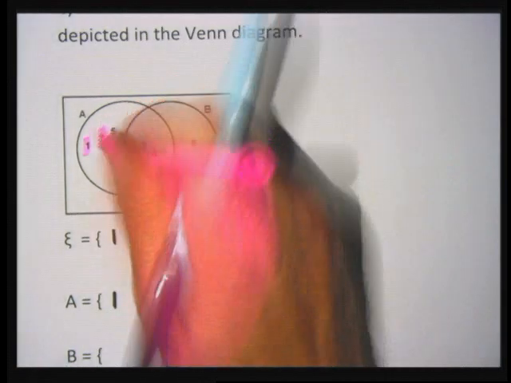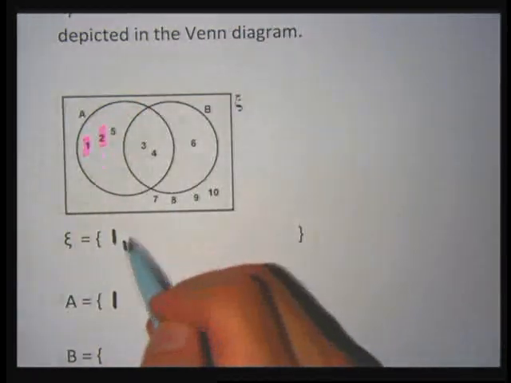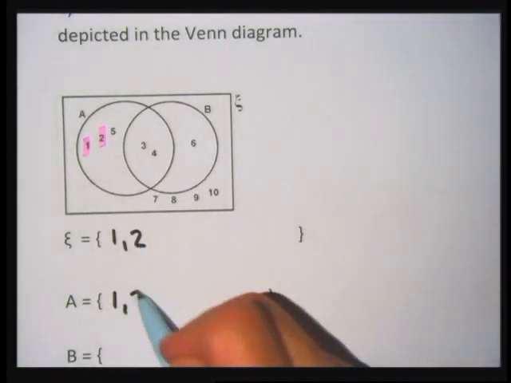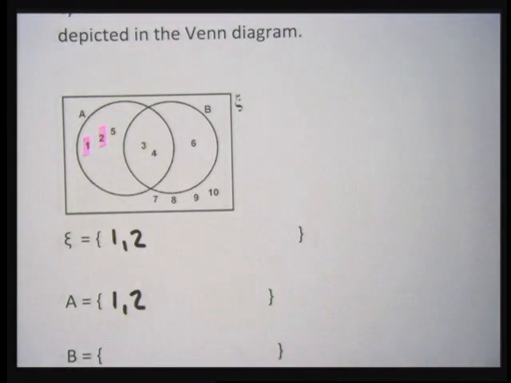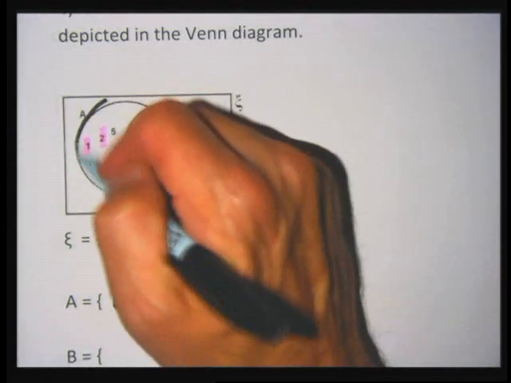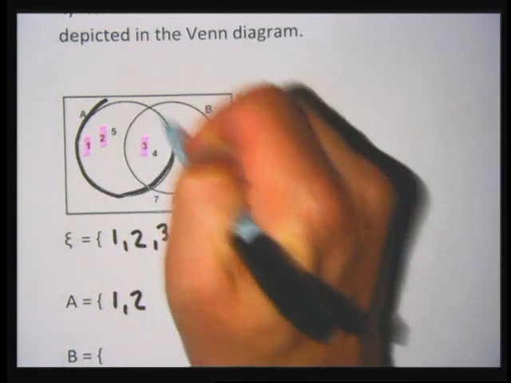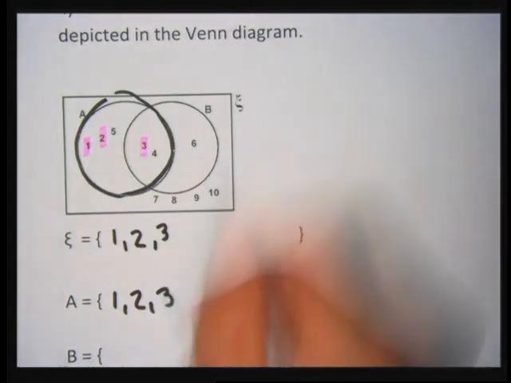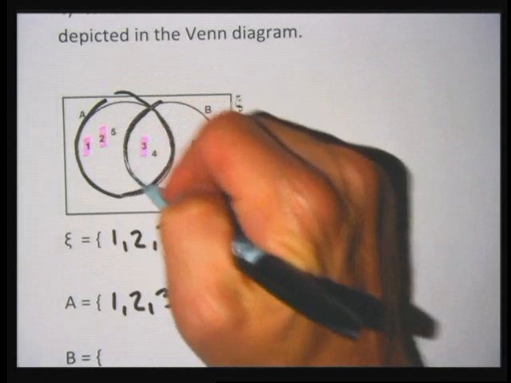The number 2 is going to be in the universal set. It's in set A, but it's not in set B. Number 3, it's inside the universal set. It's also inside the A set, so I'm going to put it in set A. And it's inside the B set, so it's going to go in set B.